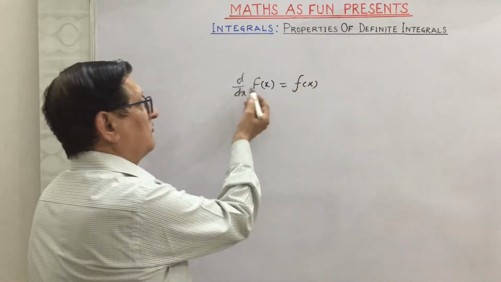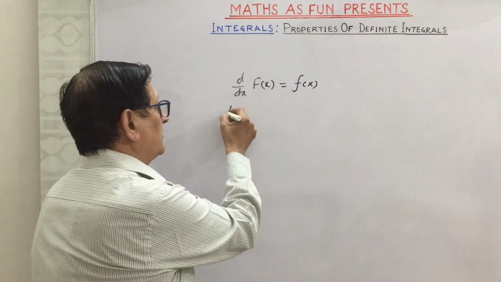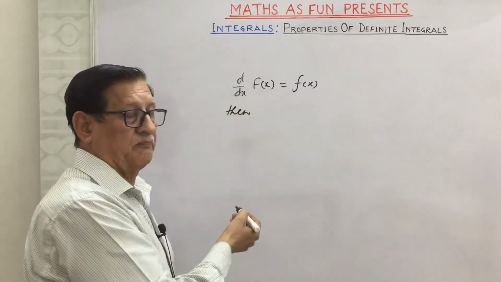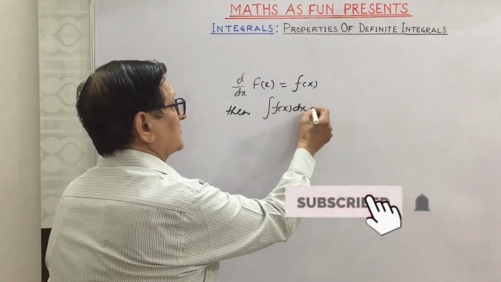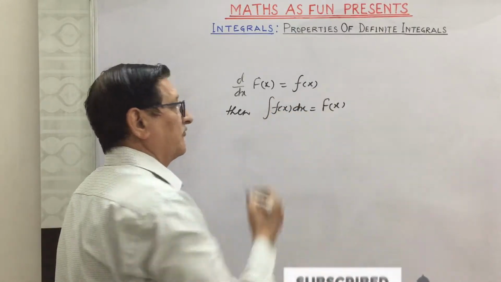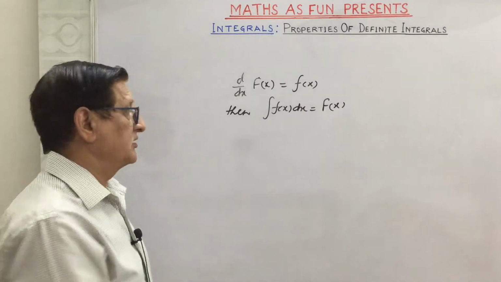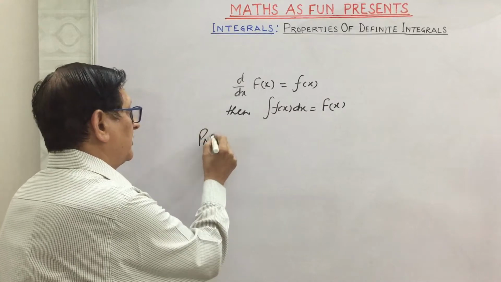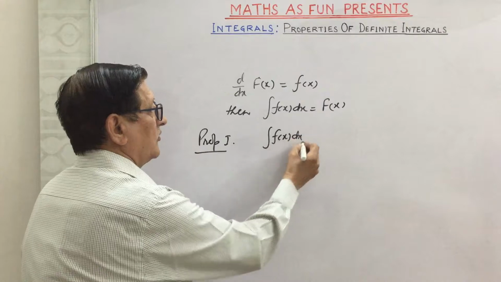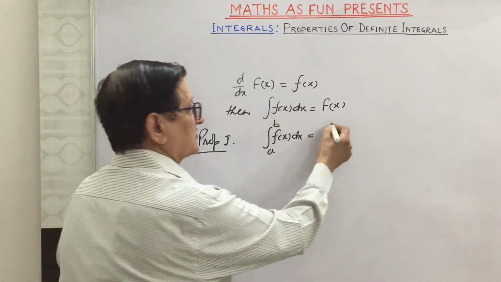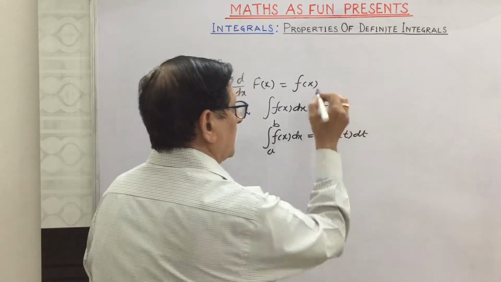f(x), that is, the derivative of function F(x) with respect to x is small f(x), then the antiderivative or the integral of f(x) dx will be equal to capital F(x). The same concept we will be applying in some of the properties, and the first property here is the integral of f(x) from a to b is the same as the integral of f(t) dt from a to b.